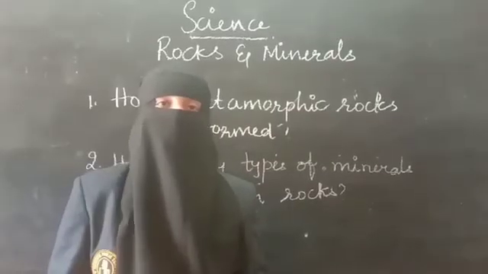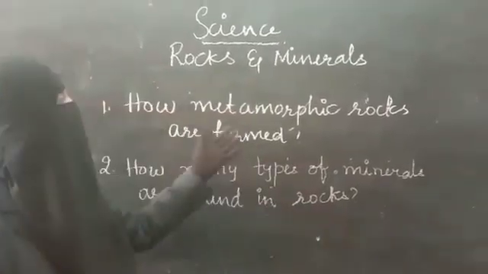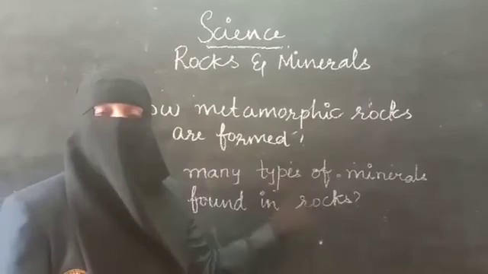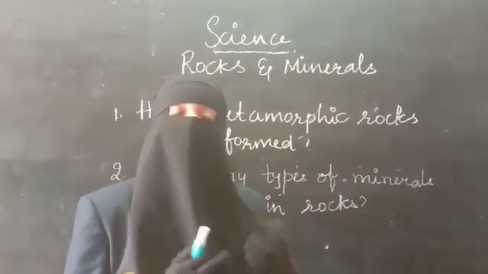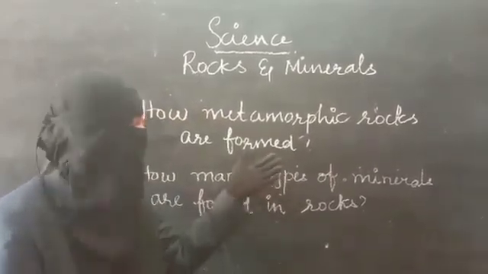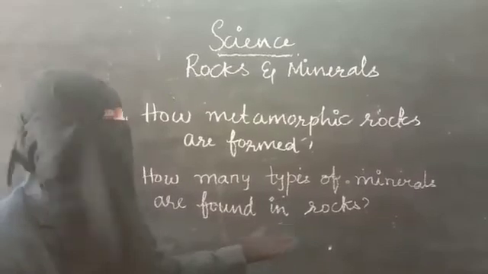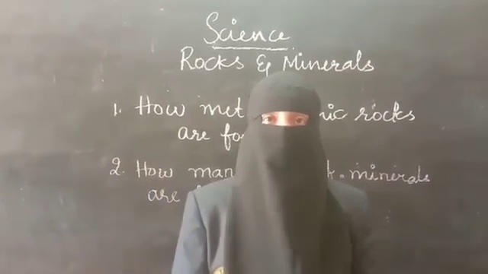Okay students, we have discussed metamorphic rocks and minerals. So here you have to write how metamorphic rocks are formed. As we have discussed, igneous rocks and sedimentary rocks will be existing, and in place of that metamorphic rocks are formed. You have to write in detail. Next one, how many types of minerals are found in rocks? What are the kinds of minerals? Two kinds of minerals. What are those? That you have to write here.